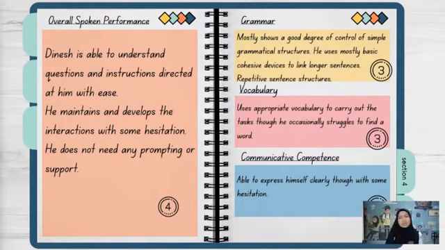So even though at first we thought that, oh, he is a 5, because he has this hesitation, and then repetitions, he does that a lot really, okay. Hesitation, he repeats the questions, he repeats the rubric, so his mark is a 4 for overall spoken performance. Take a look at his grammar. He shows a good degree of control of simple grammatical structures. He uses mostly basic cohesive devices to link longer sentences.